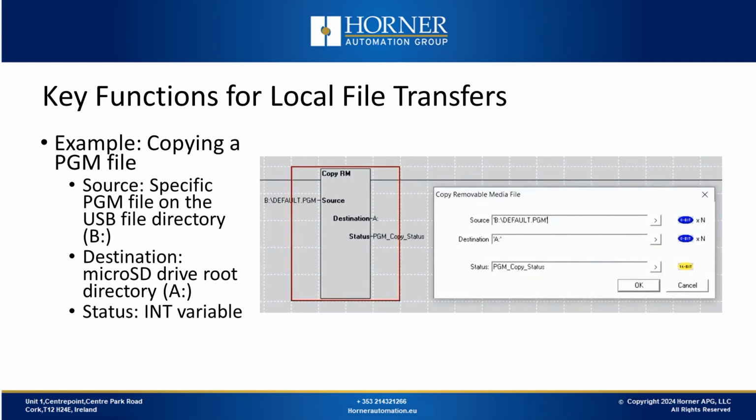This is followed by a slash, and then the name of the file we want to copy. This file will be copied to A: between single quotes, which represents the microSD drive. If we leave out the drive letter from the destination, then it will default to microSD. We also have assigned a status variable here called program copy status, which is just a 16-bit integer.